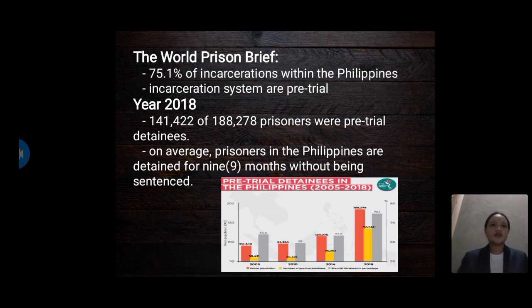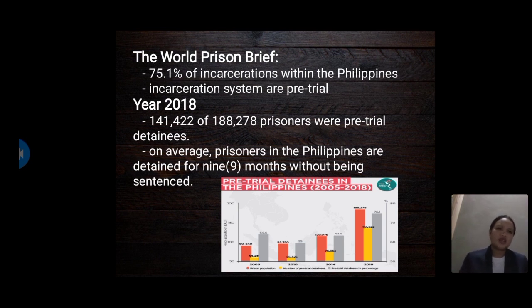Next is the World Prison Brief. 75.1% of the incarceration system within the Philippines is pre-trial. In 2018, 141,422 of 188,278 prisoners were pre-trial detainees. On average, prisoners in the Philippines are detained for 9 months without being sentenced.